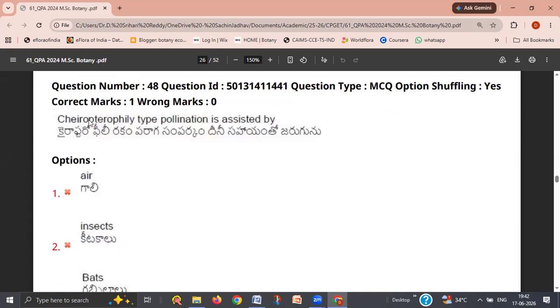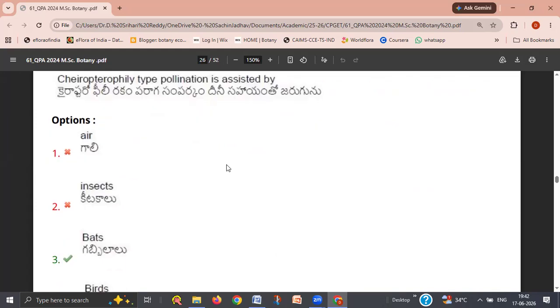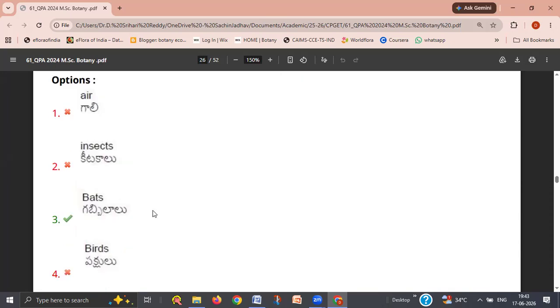And next, chiropterophily type pollination is assisted by. Where do we find chiropterophily? Pollination mediated by bats is called chiropterophily. So the right answer is bats. We already discussed the other types of pollination. Hydrophily involves water. Anemophily involves wind. Entomophily involves insects as the pollinating agent. Ornithophily involves birds, which act as the pollinating agent. So here the right answer is bats.